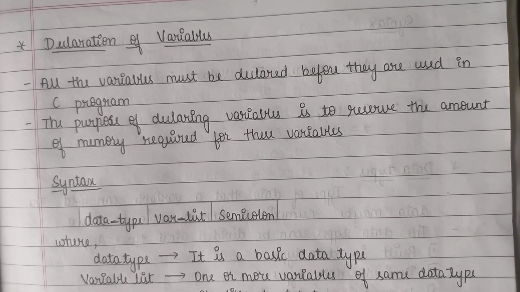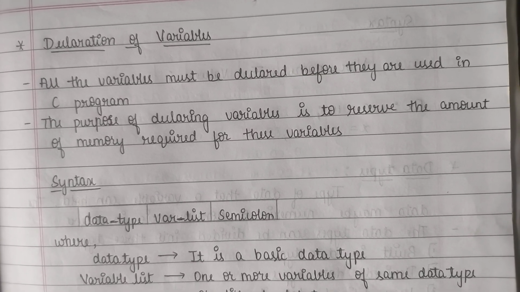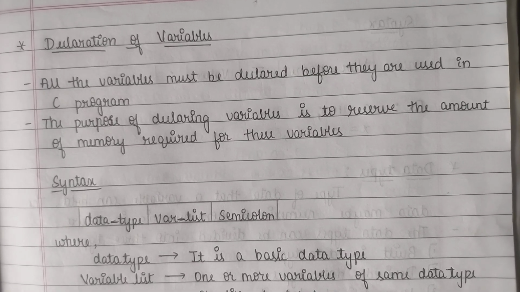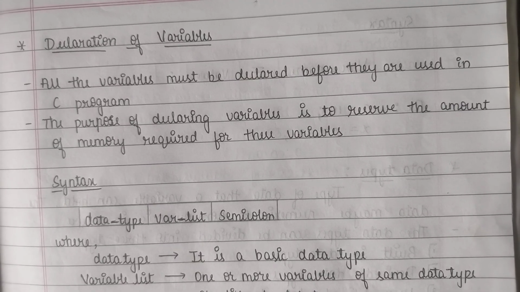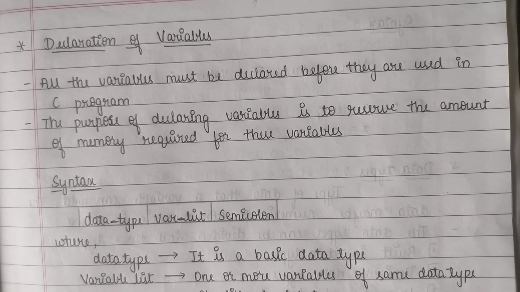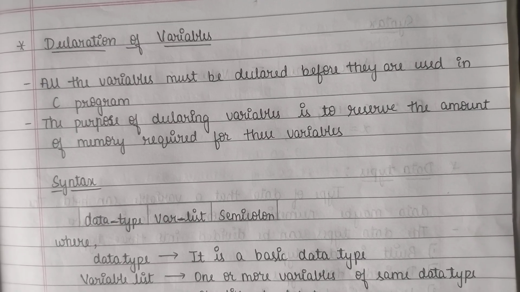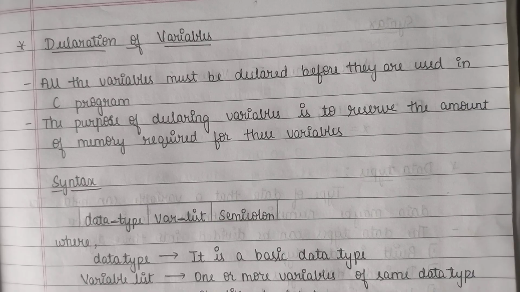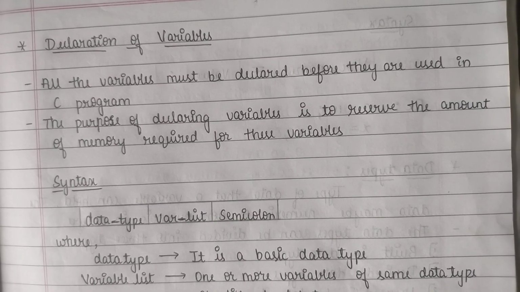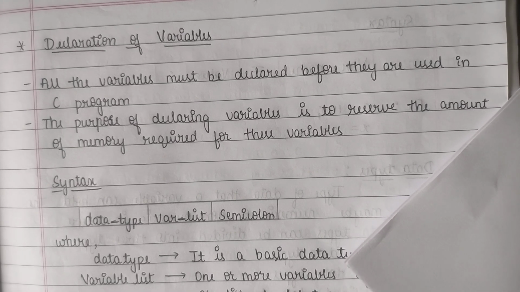I think already in the last class we discussed the constants and variables and how to name the variables. Some rules are there to name the variables. Those rules we already discussed. Now today we will discuss the declaration of variables. How to declare a variable, what is the general syntax of declaring a variable, that we will discuss today.